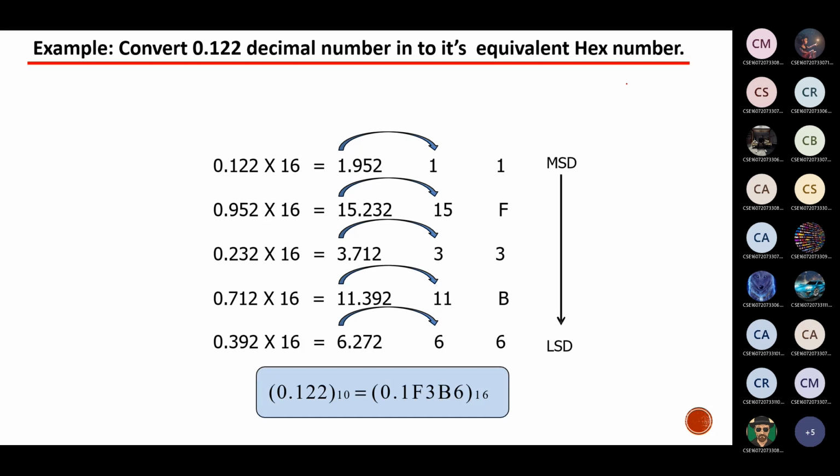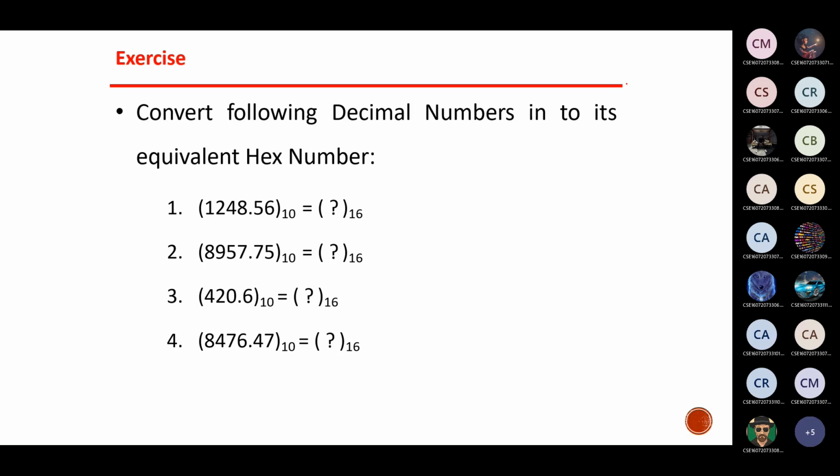0.1F3. I'm getting B here. Cross check once again. Correct or wrong? 0.1F3 is correct. Check the last two digits. Yes, sir. 0.1F3B. 0.1F3B6. Okay. Right. I'll be sharing all these exercise problems once after the completion of class.